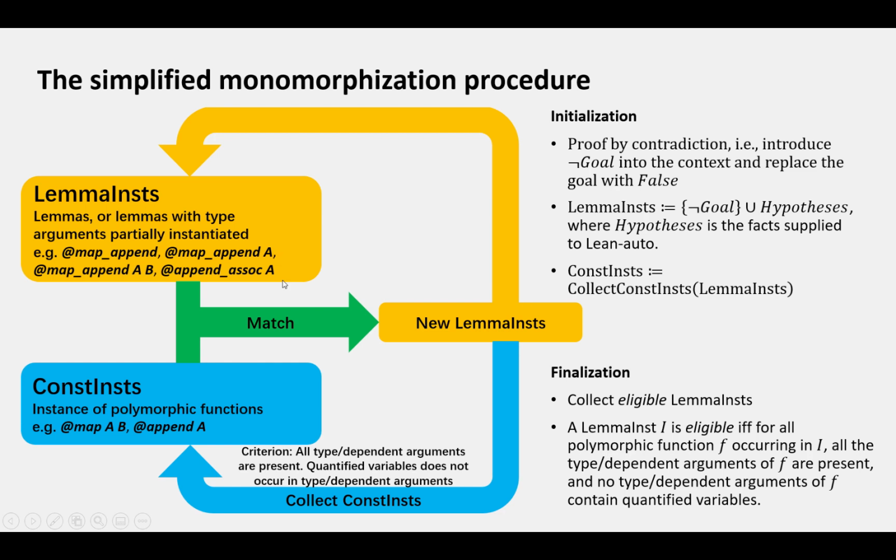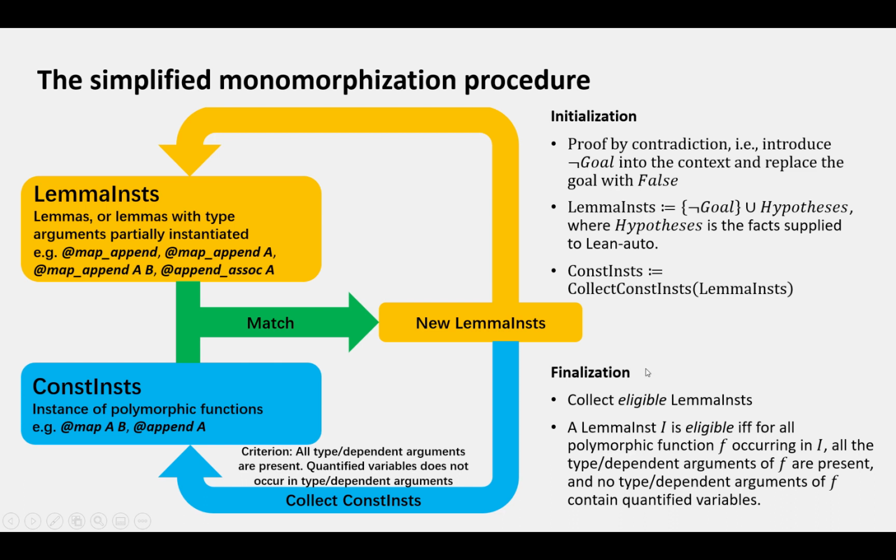Okay, so in the process, we will repeatedly match lemma insts with const insts. It's the same as the previous example. We want to determine how the quantifiers will be instantiated, so we just match the type argument of the same polymorphic function. In this process, we will generate new lemma insts, and we will collect new const insts from these new lemma insts. This process may loop forever, so we have to set a limit for the number of cycles.